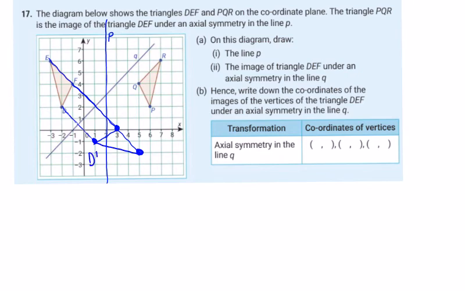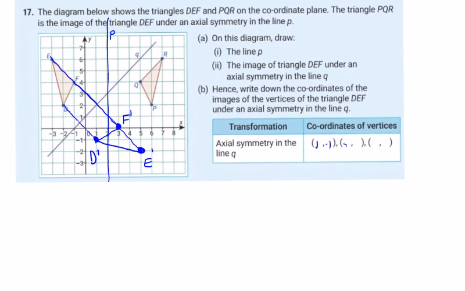So I have D prime here, I have F prime here, and I have E prime here, and hence write down the images of the vertices of the triangle DEF under axial symmetry in the line Q. So we have D prime 1, -1, E prime 5, -2, and F prime 3, 0. So tricky enough with the axial symmetry when it's not bang on straight, but you can see here the relationship between the symmetry on both sides of the line. You can see it's equal.